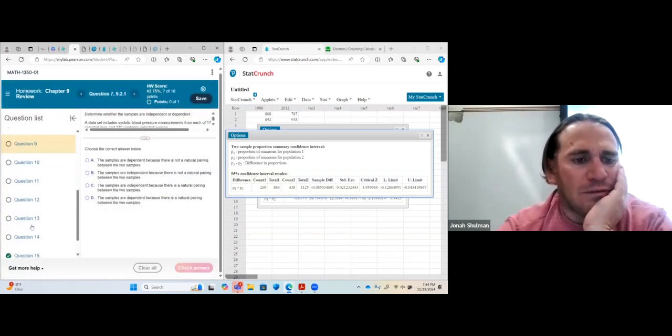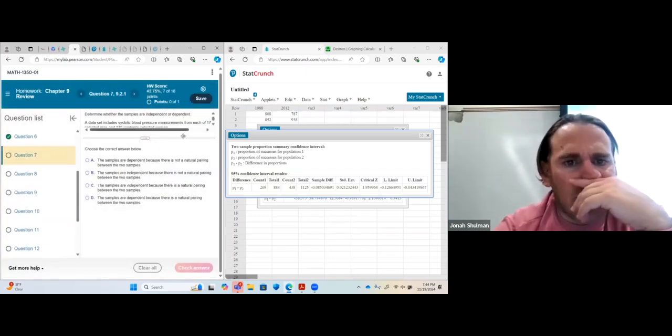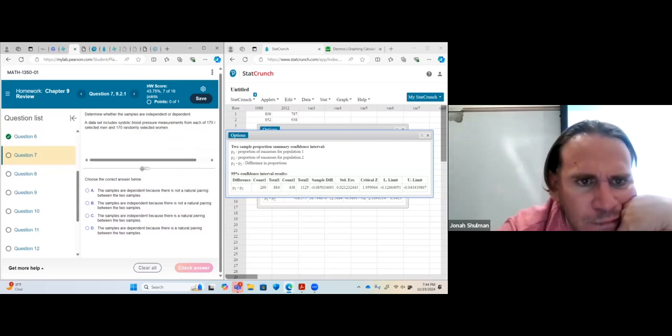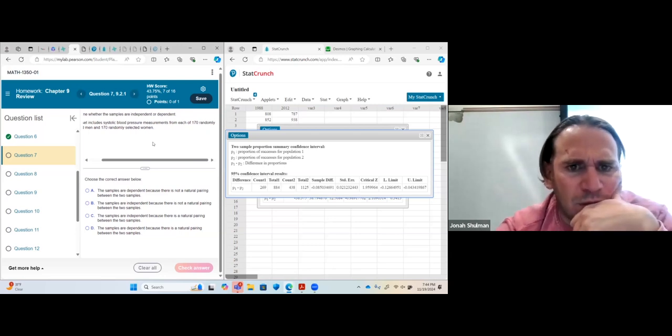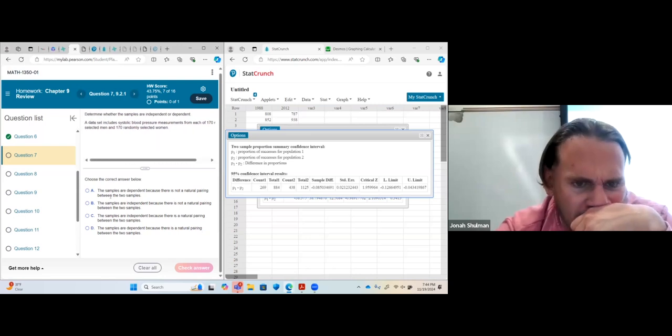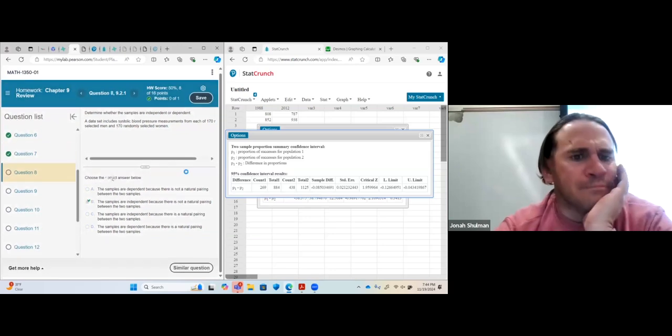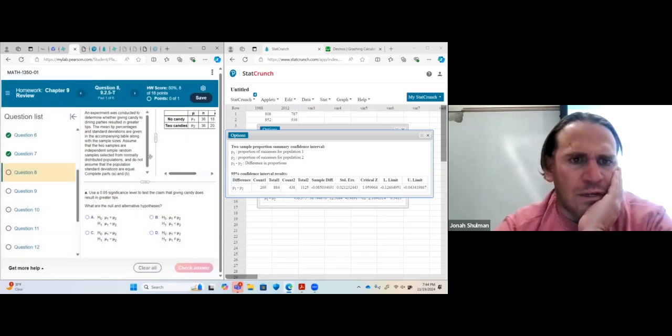All right, we're up to number 7, flying through this thing. So here's 7. All right, independent or dependent? Data set of systolic blood pressure measurements from 170 randomly selected men and randomly selected women. They seem to be independent. I like B the best. Let's see if it's right. Nice. Doing great. Not one mistake yet. So I'm feeling pretty good.